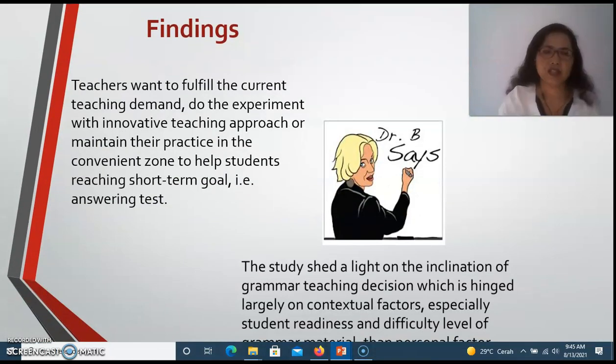The teachers of the study report that they want to fulfill the current teaching demands. They want to experiment with innovative teaching approaches. But they also want to maintain their practice in the comfort zone because they want to help the students reach certain goals, like answering tests. So these demands vary from one teacher to another. But what is similar is that the study sheds light on the inclination that the grammar teaching decisions of these teachers hinge largely on contextual factors rather than personal factors.